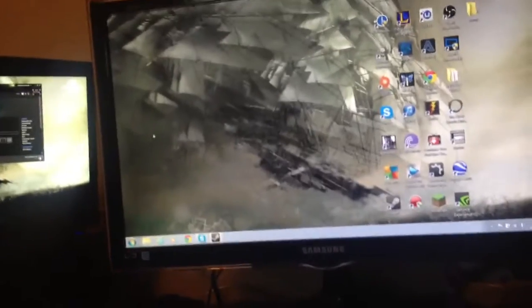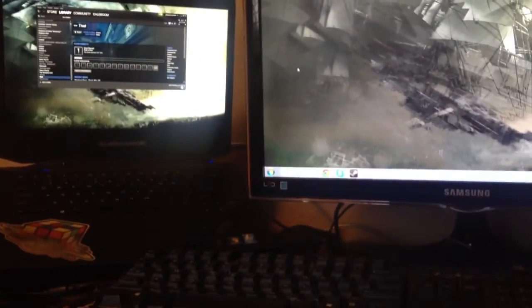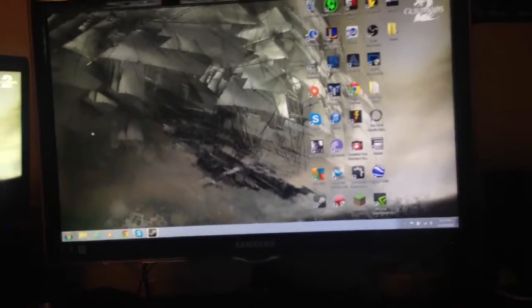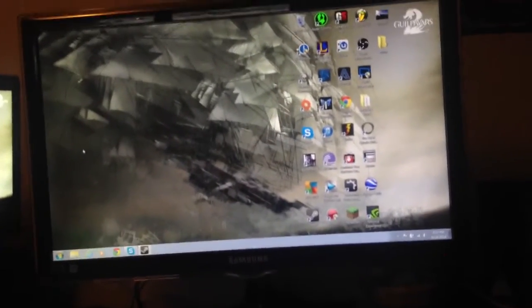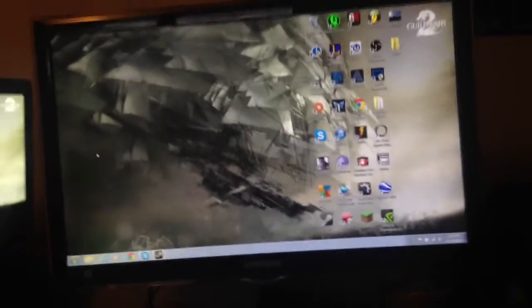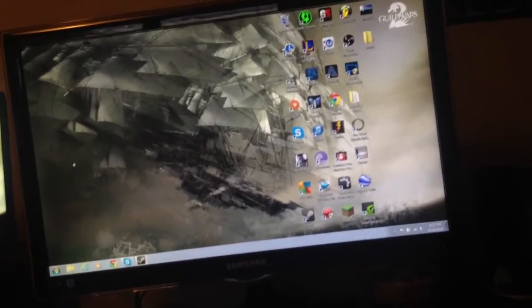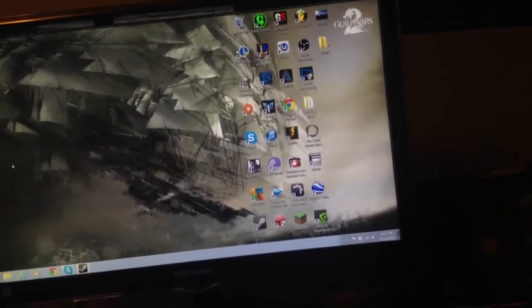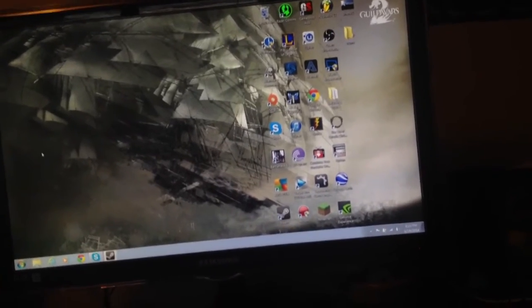If everyone wants to know, this computer, the Alienware, it's a good computer. You need to keep it cold, but it plays everything really good. Like, you can at least play Battlefield on medium and get 60 frames a second constantly. I'm playing Thief right now, constantly 60 frames. Titanfall, 60 frames. Everything's 60 frames.